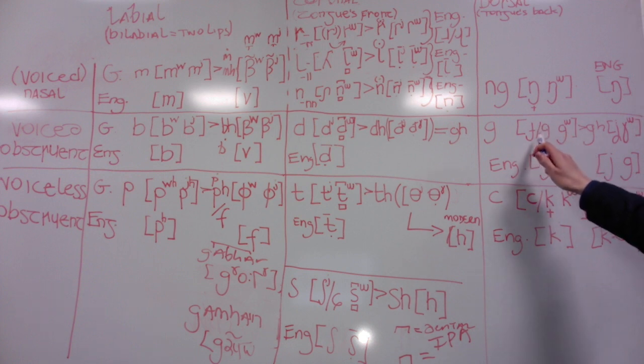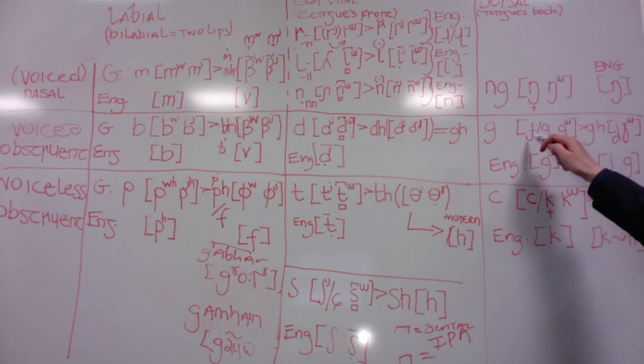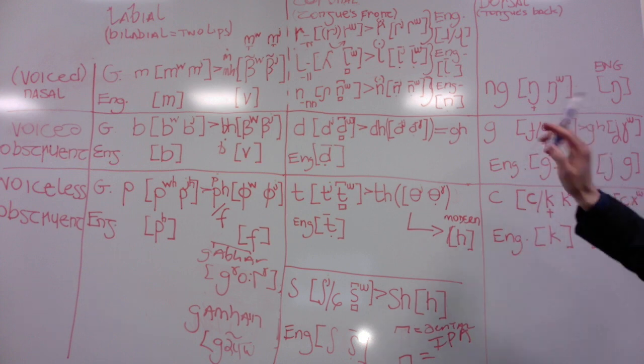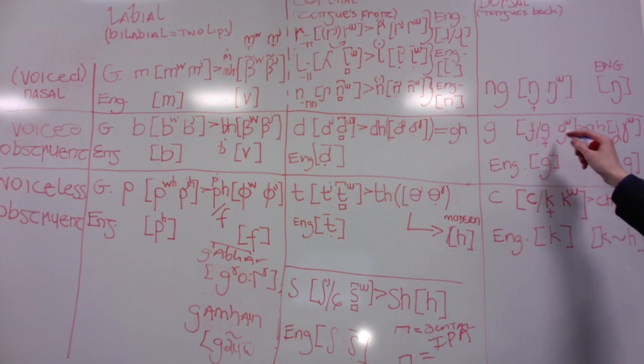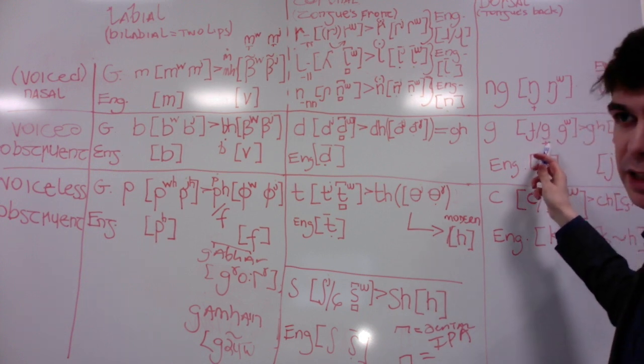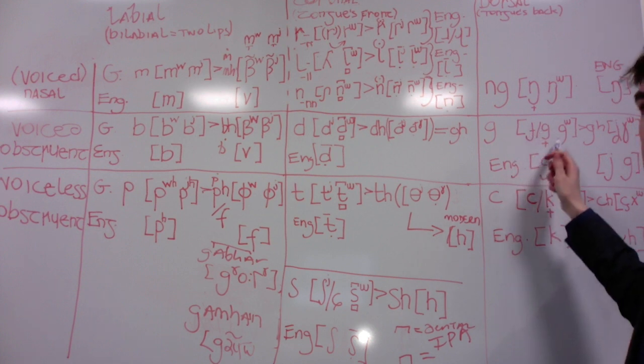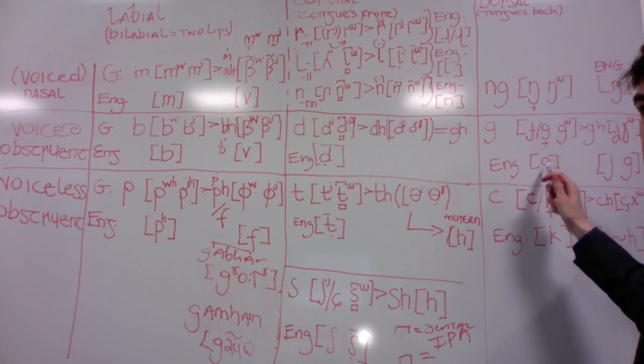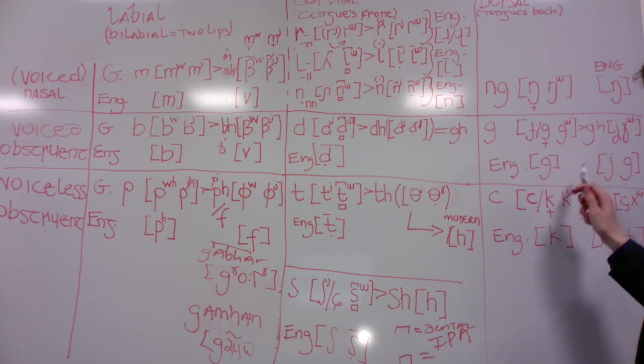Same story, G. This is just two ways of writing it. I actually prefer this way, but anyway. Slender G and broad G, which is different. So again, it's put English in the middle. Piggy in the middle. I don't know, can you hear that? Oh, you can see that.